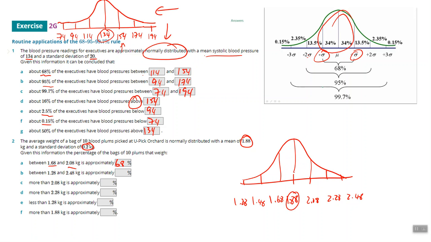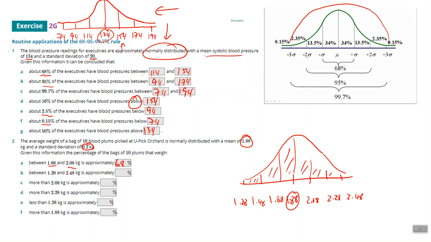Okay, second question. 1.28 and 2.48. So they want the area here, here, here, here, here, here, here, here. Oops, should draw the bell curve again. Okay, so what do I need to add? That's 3 standard deviations on both sides. Okay, so we know that 3 standard deviations on both sides is 99.7%.